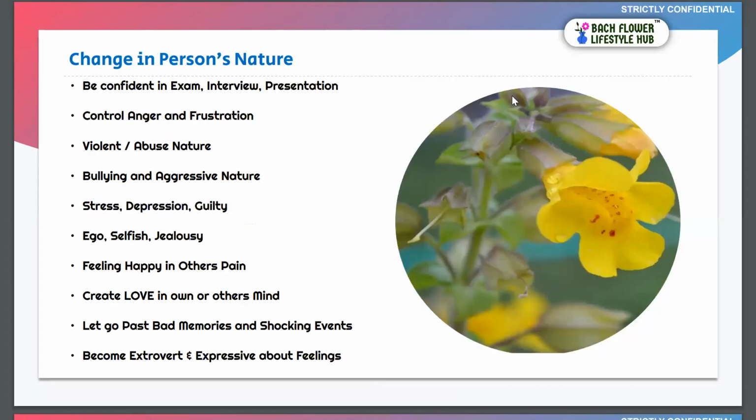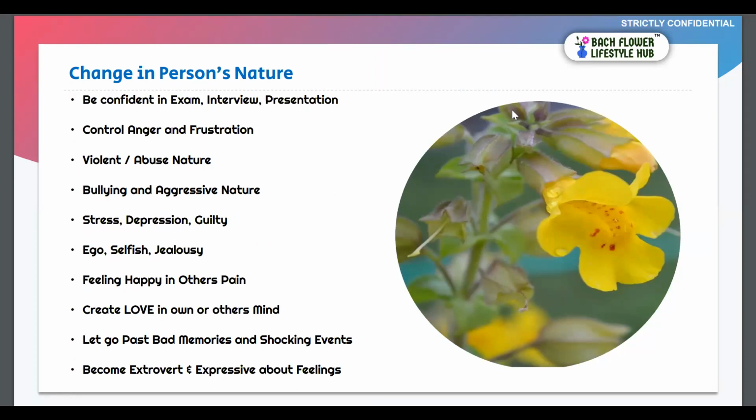Moving to the next slide, it is change in the person's nature. Being confident in exams, interviews, and presentations is really important. So we can take the benefit of remedies for this short period of time. We can use the remedies for being confident in exams, interviews, presentations. Okay. Controlling anger and frustration, violent and abusive nature, bullying and aggressive nature, stress, depression, guilt, ego, selfishness, and jealousy.